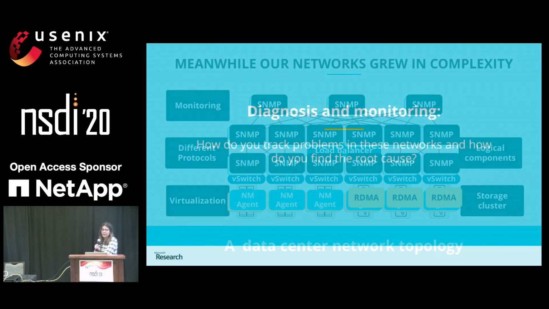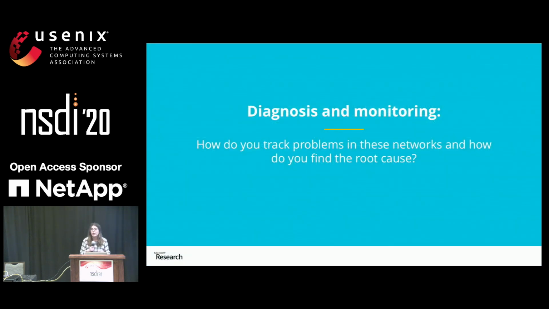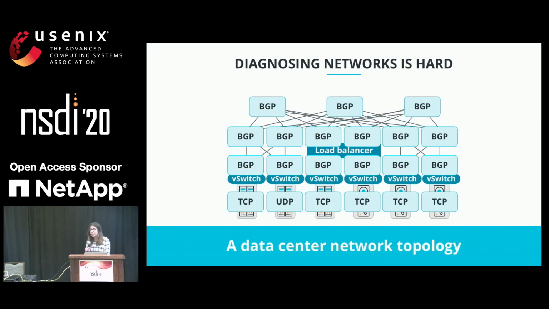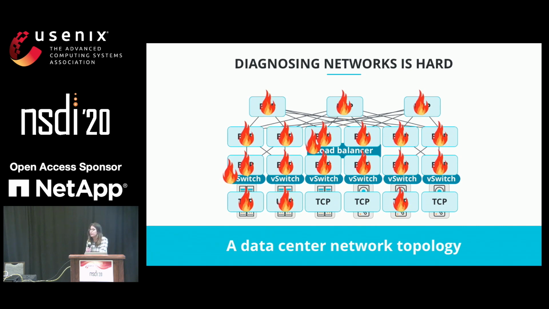And the goal of diagnosis is really to track problems that happen in these networks, to figure out what went wrong, and for monitoring to basically tell us when something is wrong so that we can quickly react to it. Now, this is a hard problem because when something breaks, we might see the symptom here, but really this switch or any of the other switches or load balancers or any of the other network components could be really at fault. And so if we don't have effective monitoring infrastructure and effective diagnosis systems, it's going to be really, really hard to pinpoint what actually went wrong and how it went wrong.